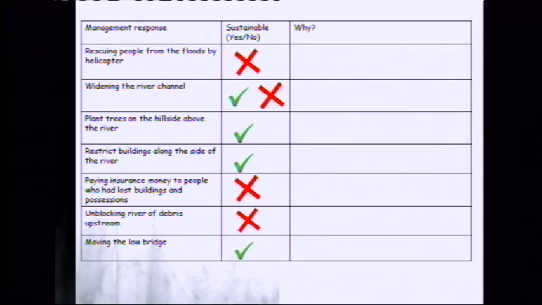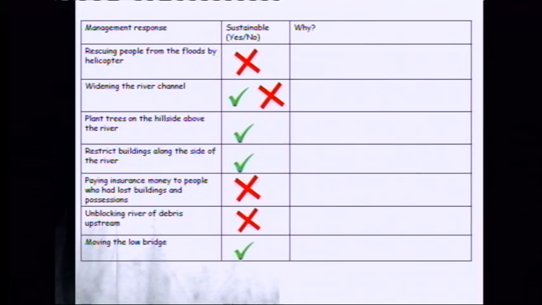Planting trees on the hillside above the river is sustainable, it's natural, and it also means that they're going to be able to intercept and infiltrate the water, reducing the amount of surface runoff. Restricting buildings along the side of the river is sustainable because it means we've got a little bit of a floodplain at either side of the river which is supposed to flood, and it will enable the ground to be able to soak up the water rather than it going into the houses.